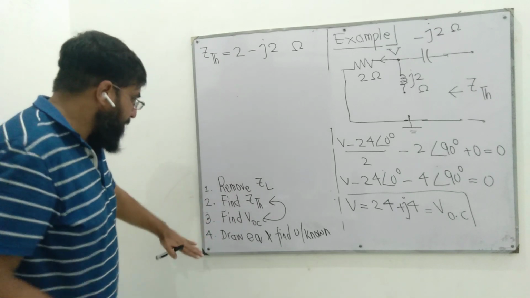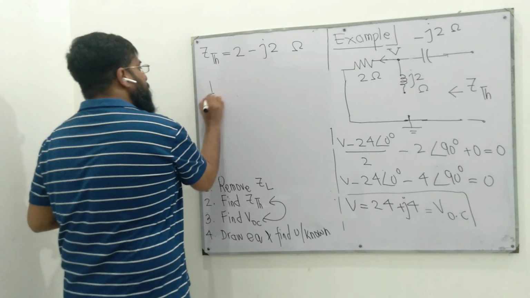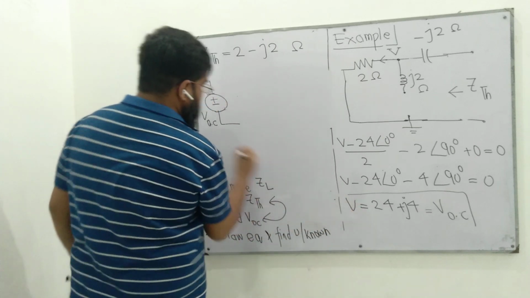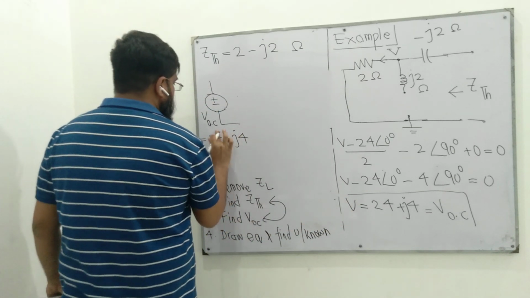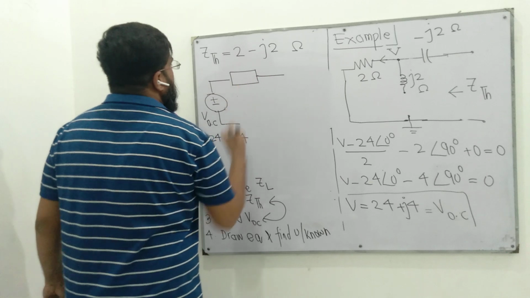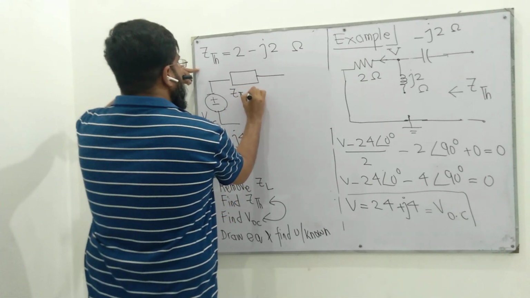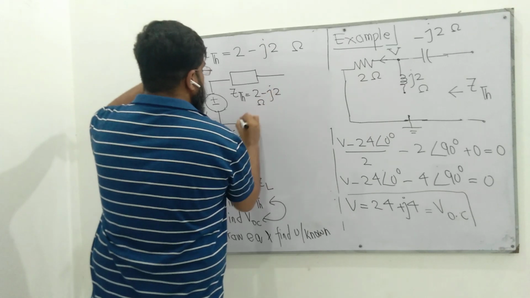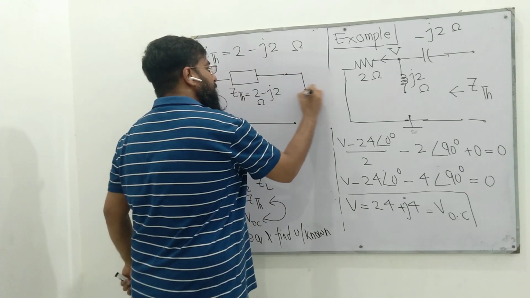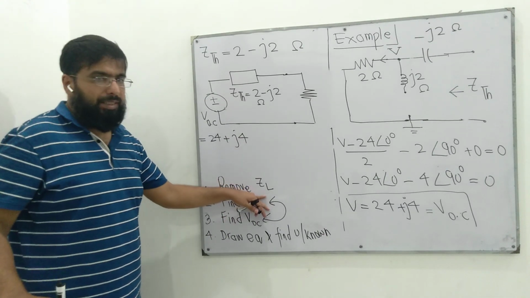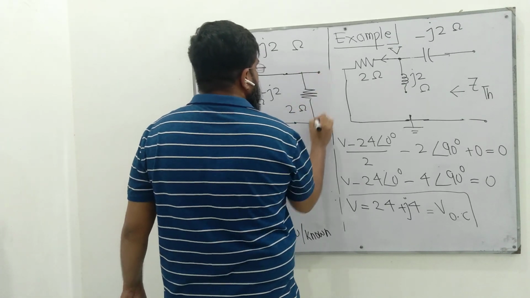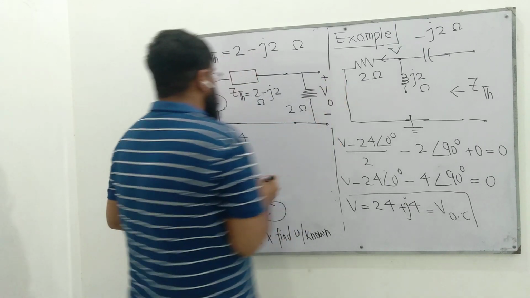So now we are able to perform the last step, to draw the equivalent circuit, where we have a voltage source whose magnitude is equal to VOC, which is 24 plus J4 here, and in series with an impedance equal to Z Thevenin, 2 minus J2 ohms. And finally, this is the Thevenin equivalent, and then we put the load that we removed in the first step. In this case, it was 2 ohms, I guess. Yes, 2 ohms. And we were required to find the voltage drop across this 2 ohm resistor.